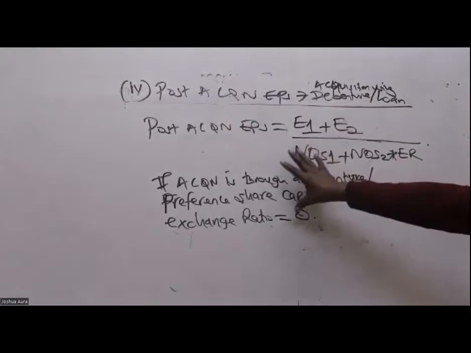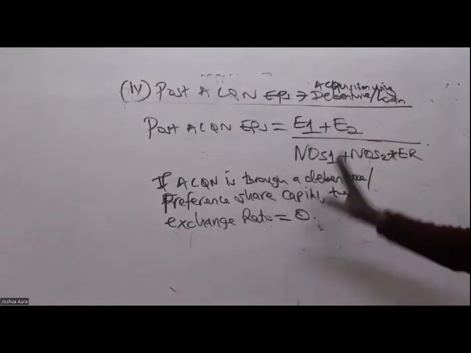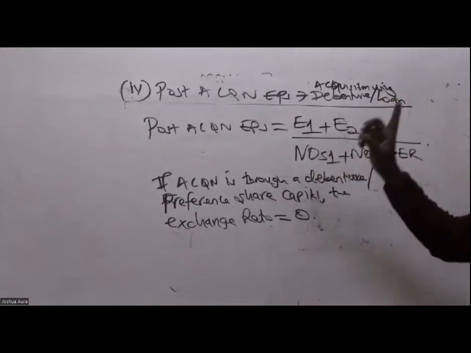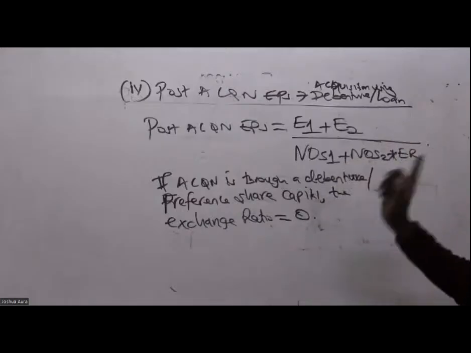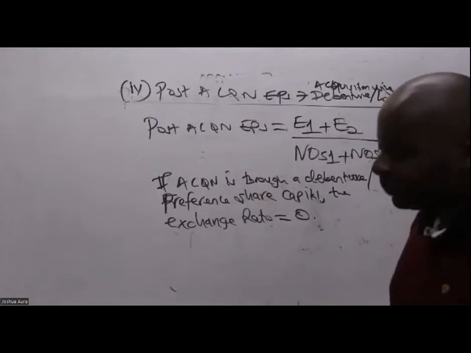So have you highlighted this? Anytime you go to a question and you see that it is talking about an acquisition financed through a debenture or a preference share capital, then the exchange ratio will always be equal to 0. Very important there.